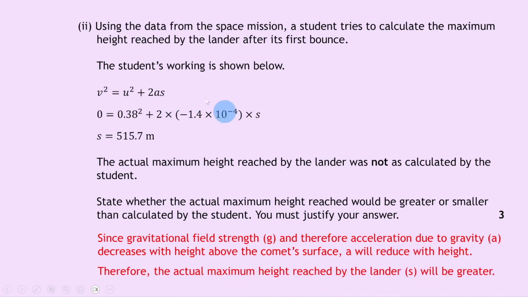And the way to see that is to look at the working here. So if you're rearranging for s here, you can take this term over to the other side, and then you're dividing by 2 times a. So to get s on its own, you're dividing both sides by a smaller a value, and that will give you a larger s value.